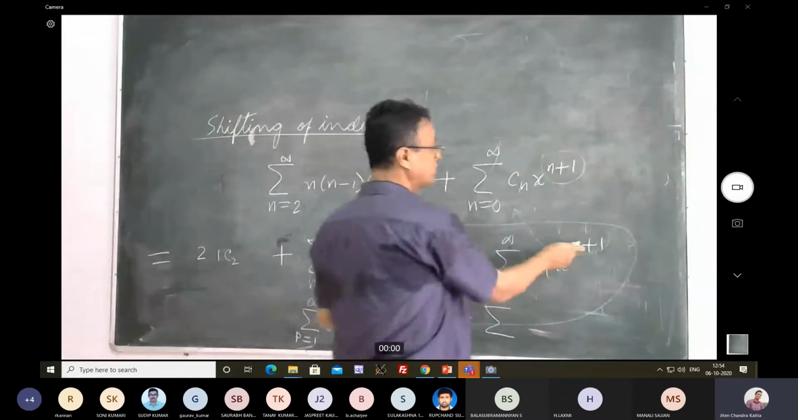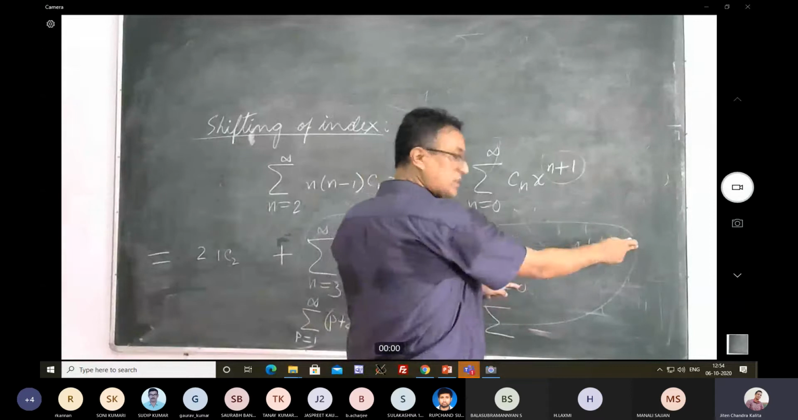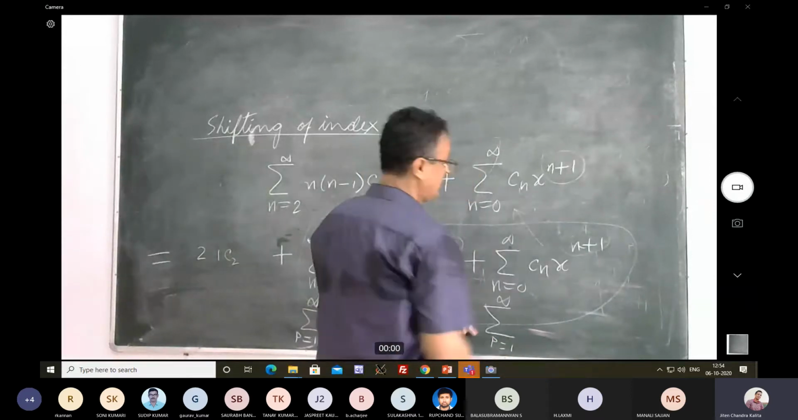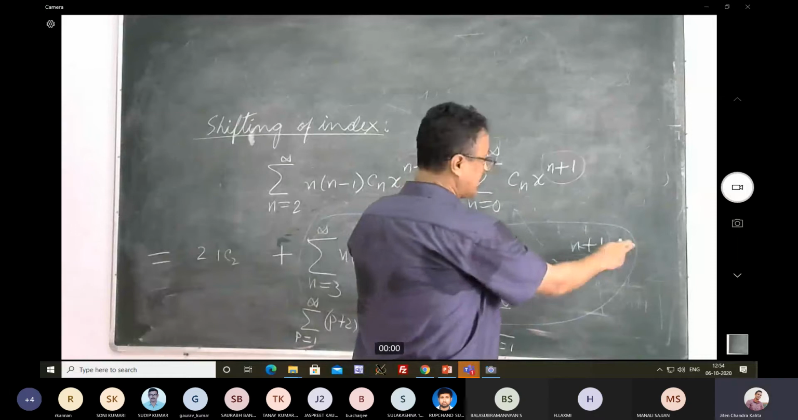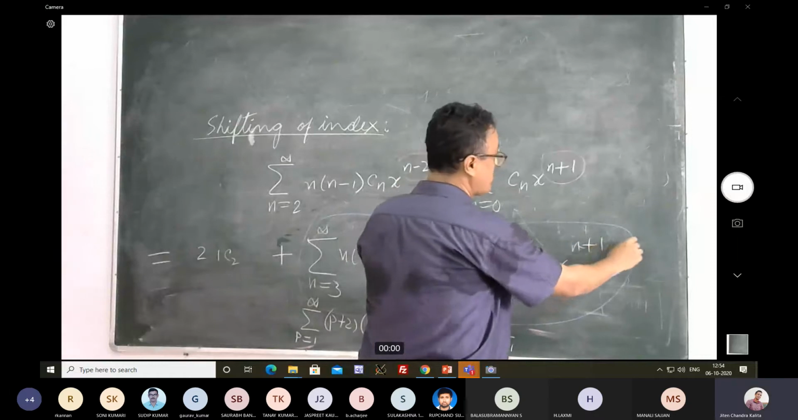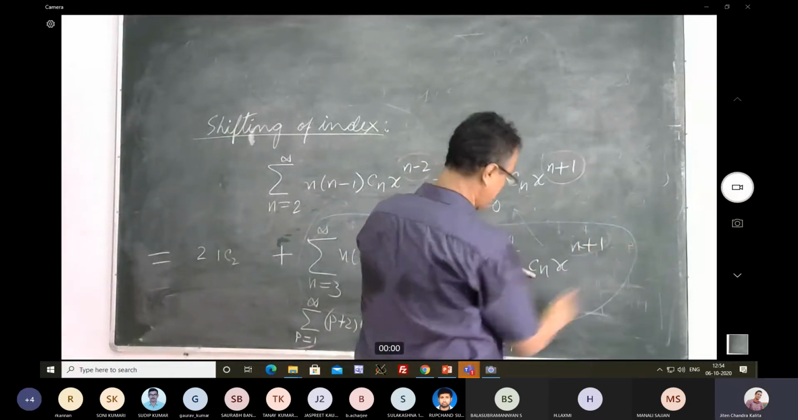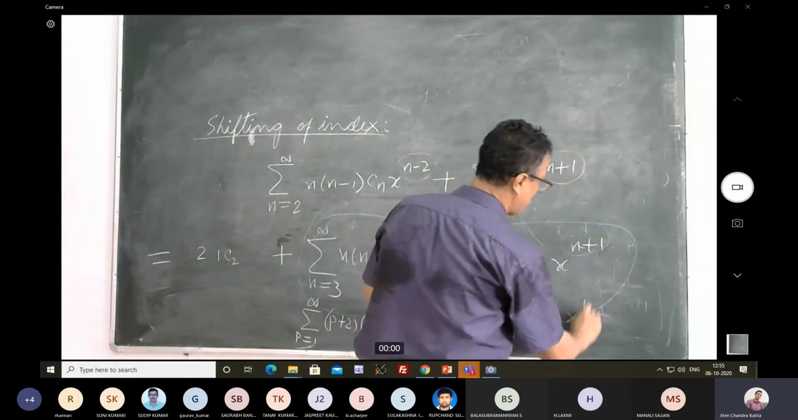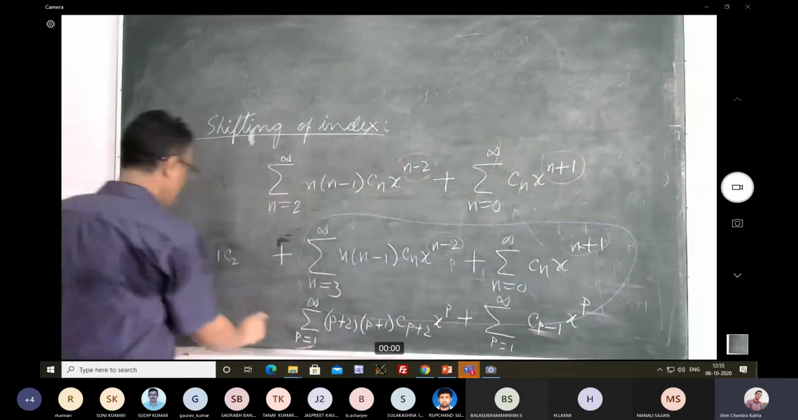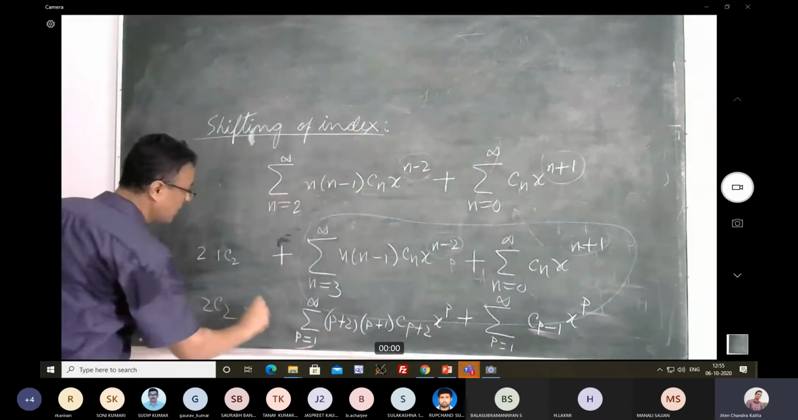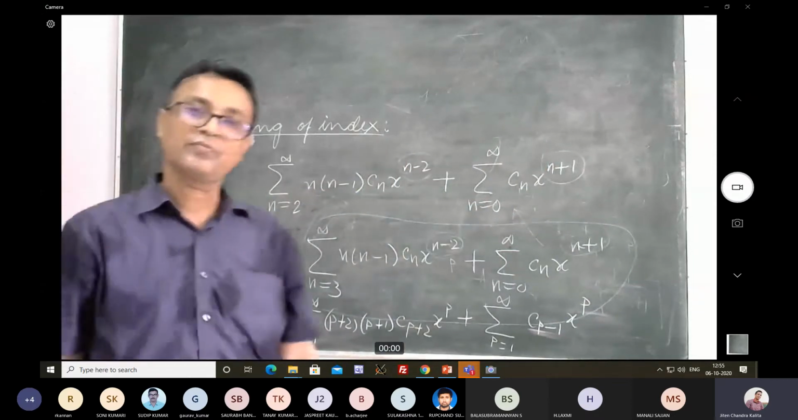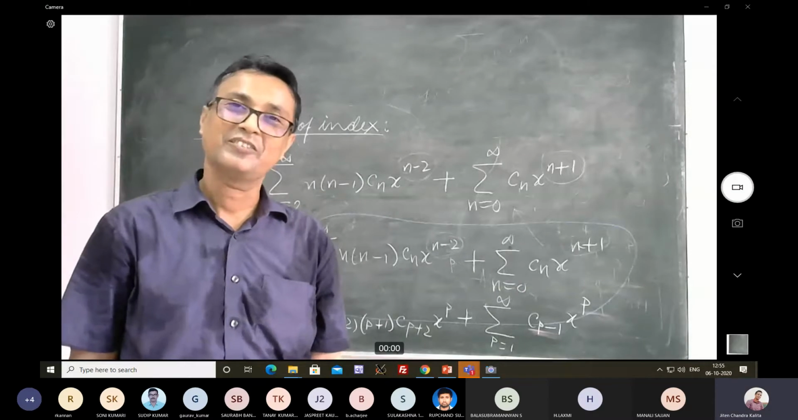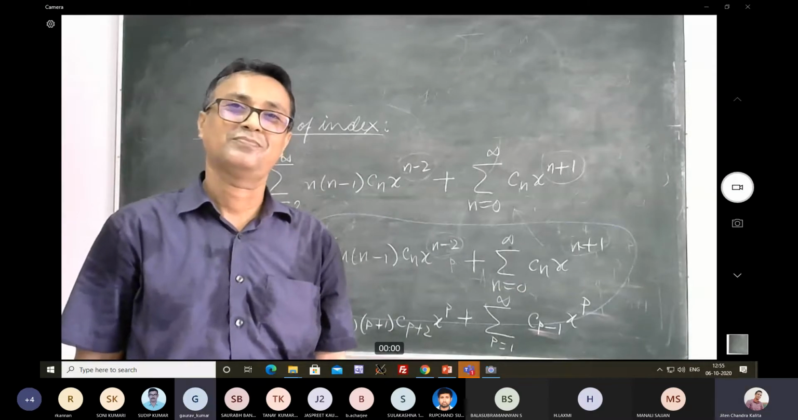then when n equal to 0, p equal to 1, right? Isn't it? And from here, if n plus 1 equal to p, n equal to p minus 1. So this is c_(p-1) x to the power p, right? Is it okay with everybody? Fine? Is it okay? Yes, sir.